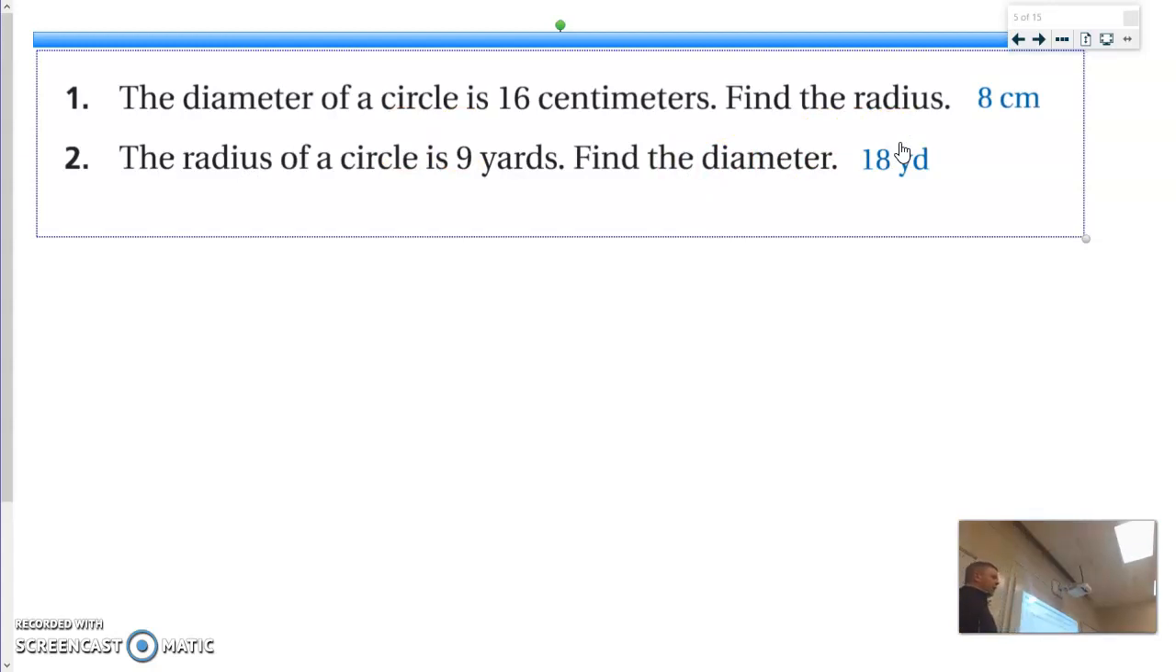Okay? So as a reminder, the diameter is the whole thing across through the center. The radius is half of that. Now, the reason I say through the center, that's not a diameter. Okay? It has to go through the center of that circle. All right? Any questions on that?